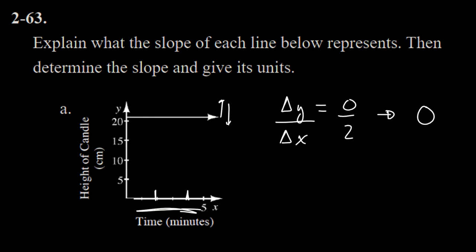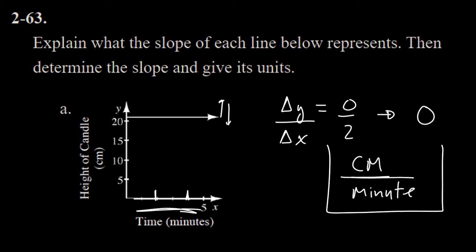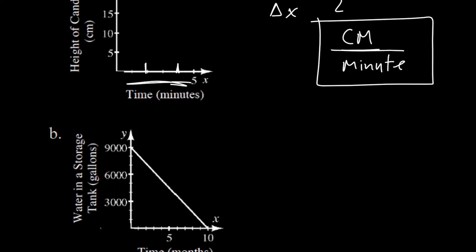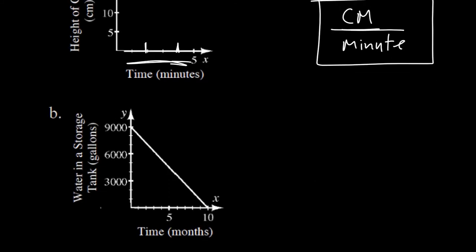It also says determine the units, right? So the units of this slope are centimeters per minute. M-I-N-U-T-E. So the units of this are centimeters per minute. And you can see I'm taking the centimeters from the y-axis, the change in y, and the minutes is time. That's from the x-axis. All right, on part B, it says that we have a water storage tank, and the units are given as gallons, and the time there is months.